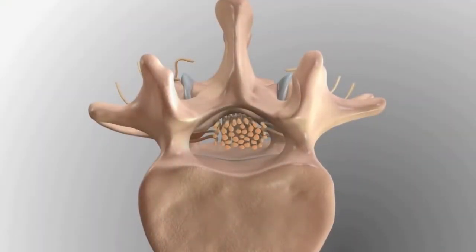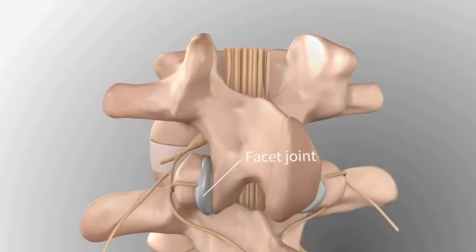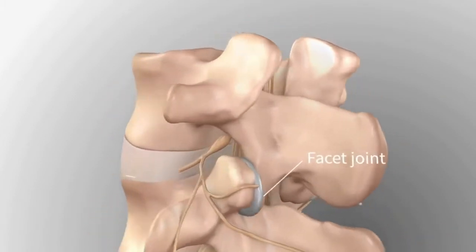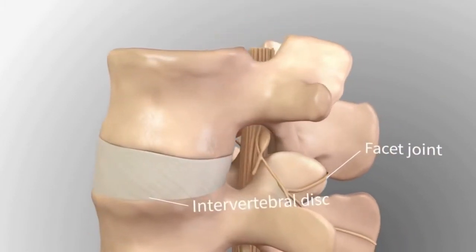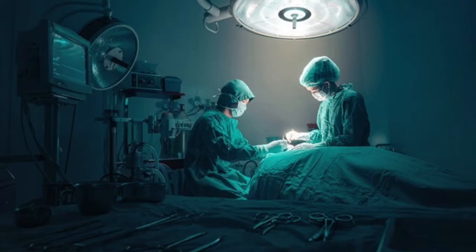Okay, quick reset of the main players involved. We've got the facet joints, that pasta-looking stuff, that's the spinal nerves, and then we have the discs. One of the most common sources of back pain is a disc herniation, and let's hear from a neurosurgeon about what causes a disc herniation to occur.